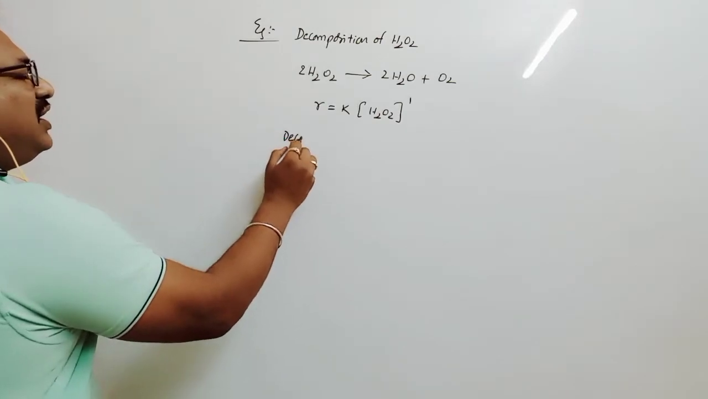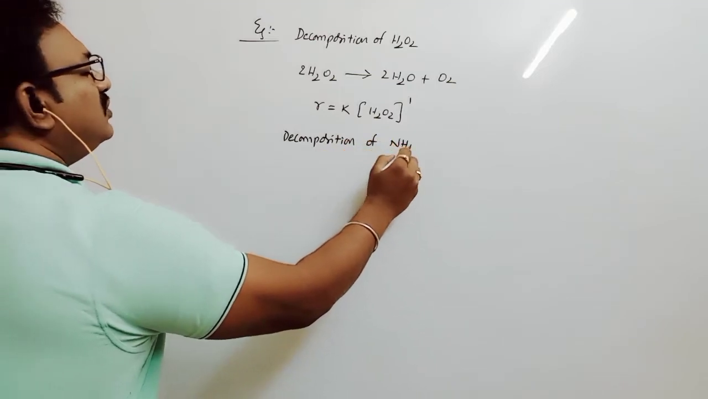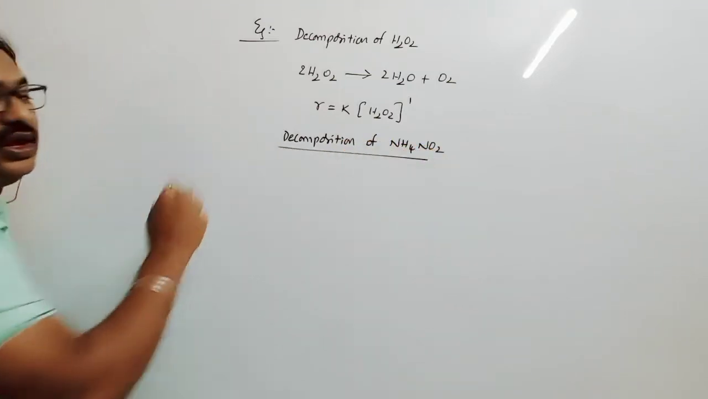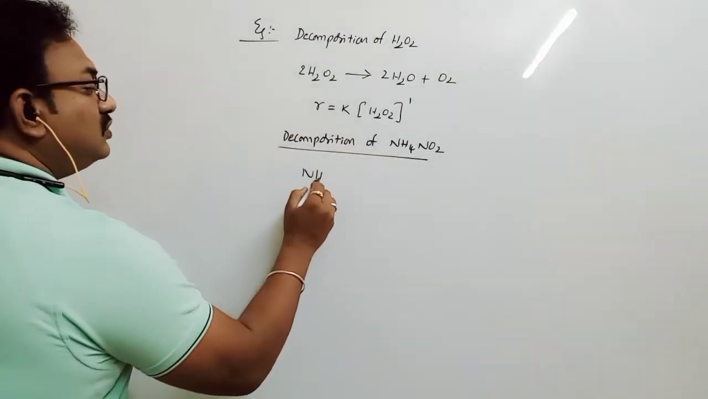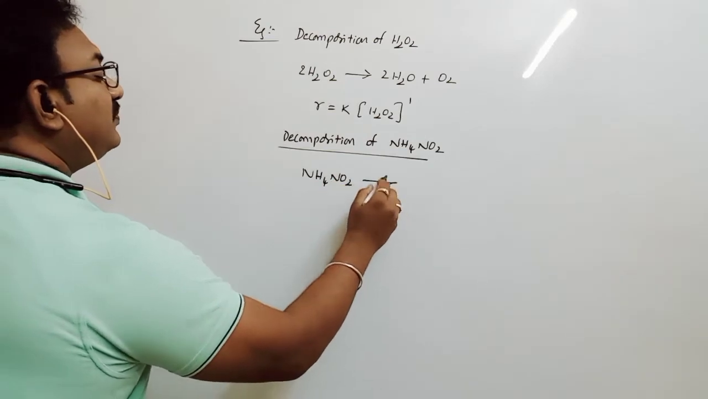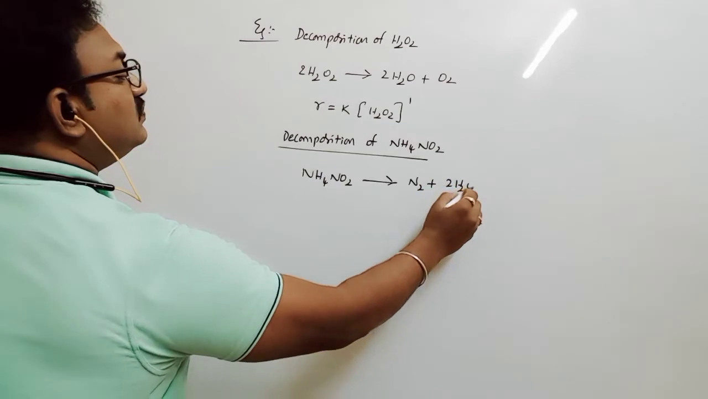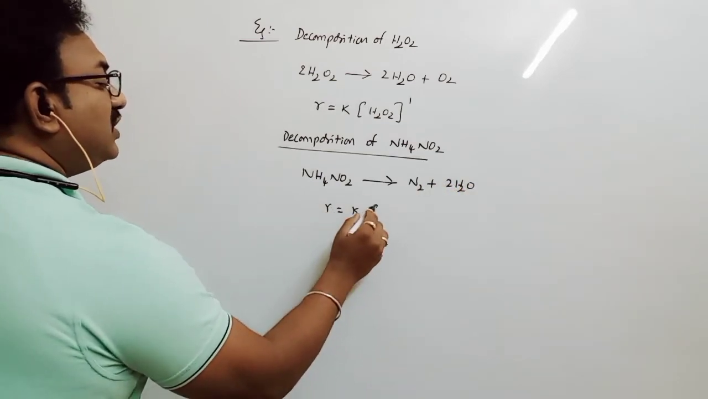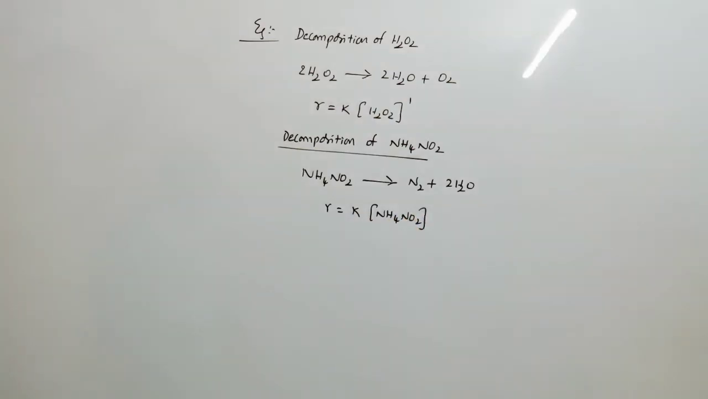One more, decomposition of NH4NO2, ammonium nitrite, also follows the same. When NH4NO2 undergoes decomposition, what does it give? N2 plus 2H2O. So rate is equal to k into concentration of NH4NO2. But this also comes under first order reaction. Is it clear?